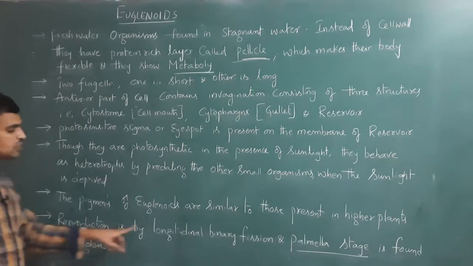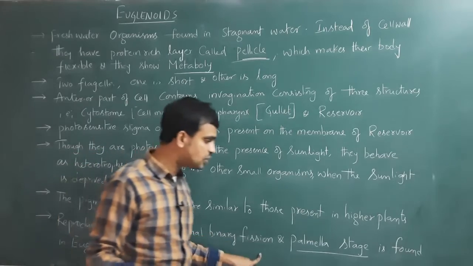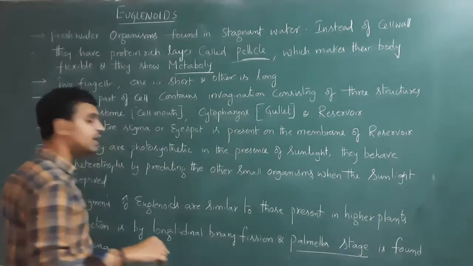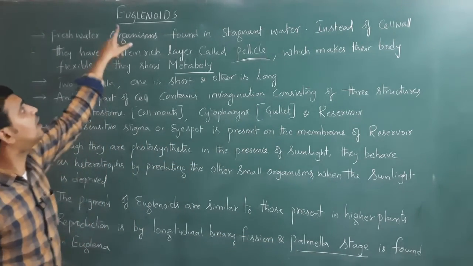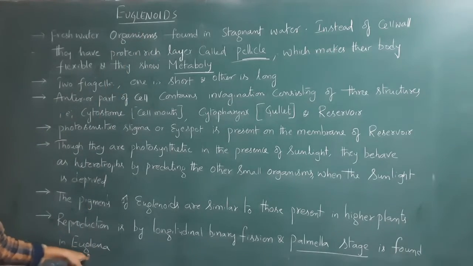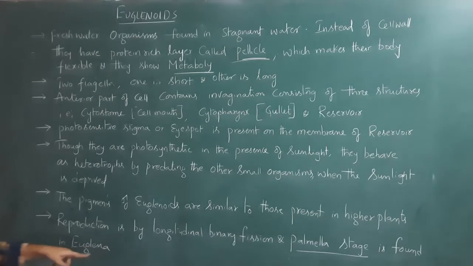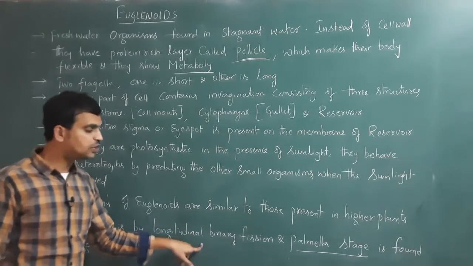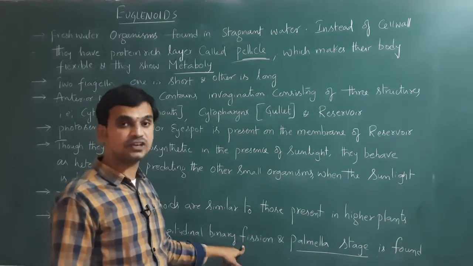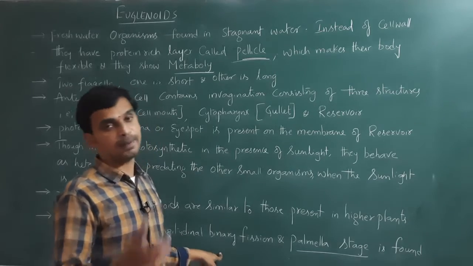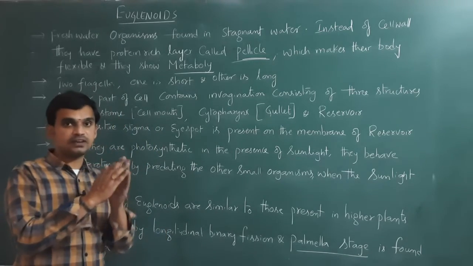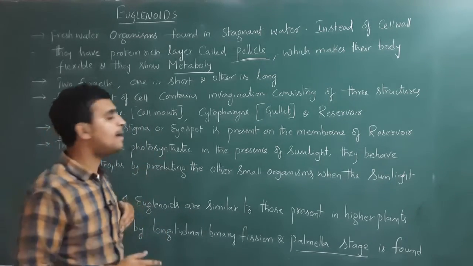Next, reproduction is by longitudinal binary fission, and the palmella stage is found in Euglena. The best example for the euglenoids is Euglena. How does reproduction take place in euglenoids? By longitudinal binary fission. What is binary fission? Fission is nothing but division. Binary fission means the organism divides into two. That is called binary fission.